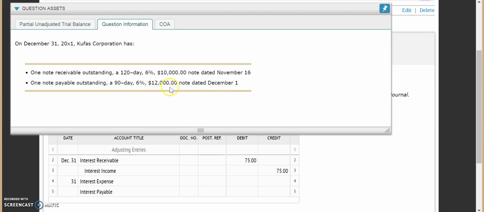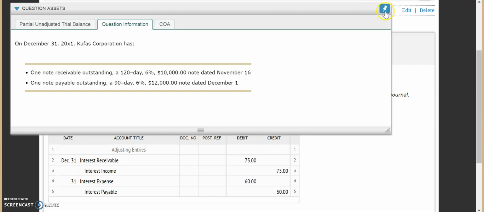So again, we take our 12,000, which is our face value, times the 6%. And since we signed it into effect on December 1st, we take 31, which is the number of days in December, and subtract out 1, and we get 30 days that we need to accrue for. So when we take 12,000 times our 6%, and then times 30 divided by 360, we end up with $60 as our amount for our debit and our amount for our credit. Okay.